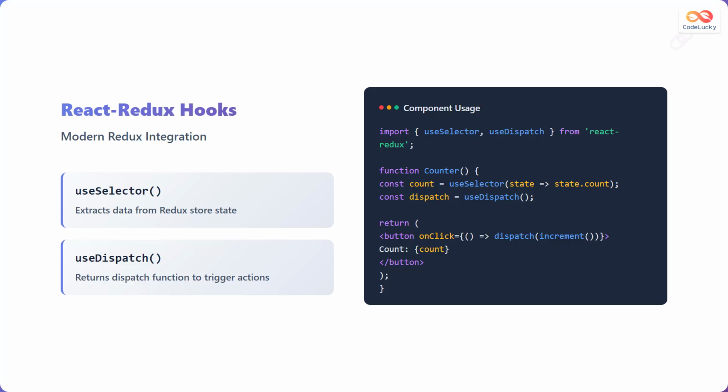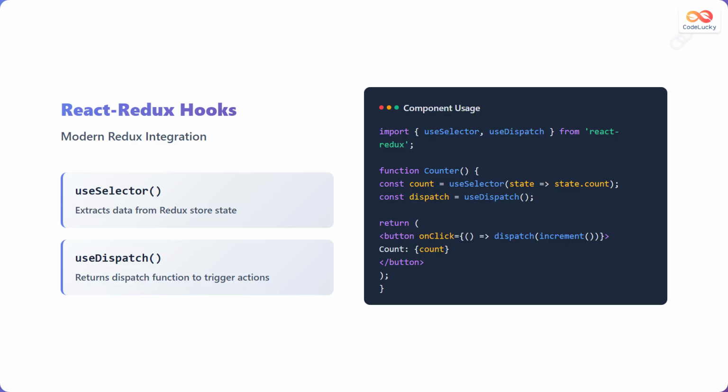React Redux provides two essential hooks that simplify connecting React components to the Redux store. The useSelector hook extracts data from the Redux store state. It accepts a selector function that receives the entire store state and returns the specific piece of state your component needs. The useDispatch hook returns the dispatch function, allowing you to trigger actions from your components. These hooks replace the older connect higher-order component pattern, making Redux integration more straightforward and functional.